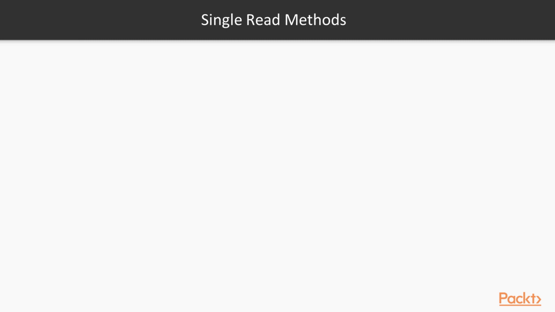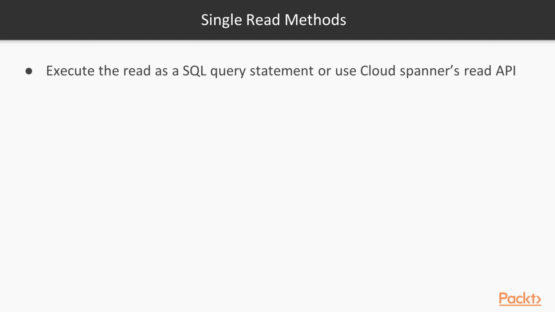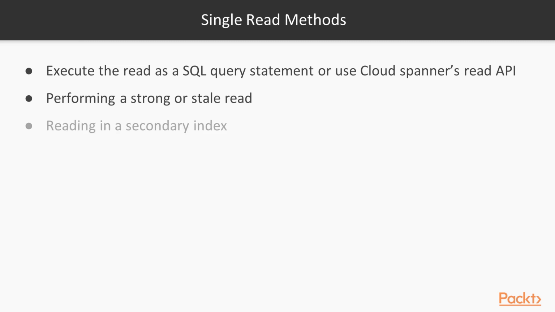Now, coming on to the single read methods. Cloud Spanner supports single read methods on a database for the following cases: when you execute a read as a SQL query statement or use Cloud Spanner's read API, when you perform a strong or stale read from a single row or multiple rows in a table, or reading from a single row or multiple rows in a secondary index.